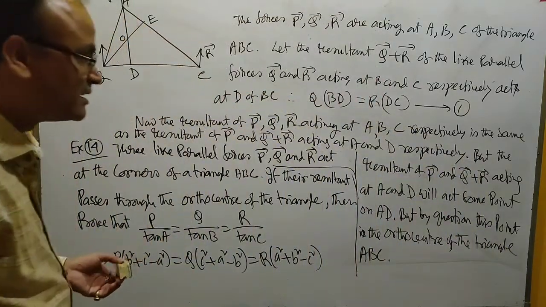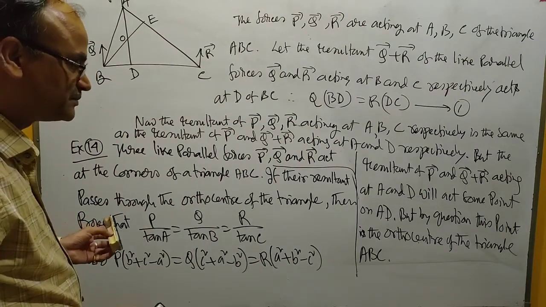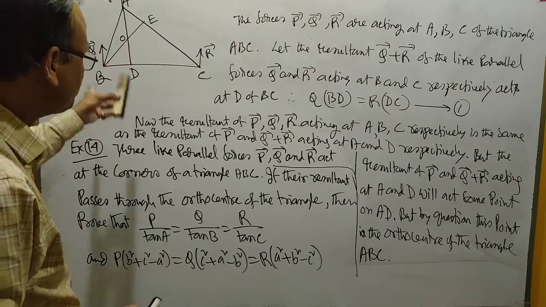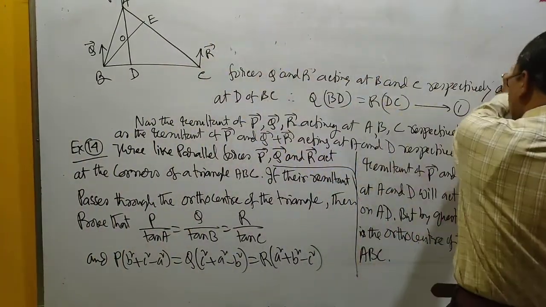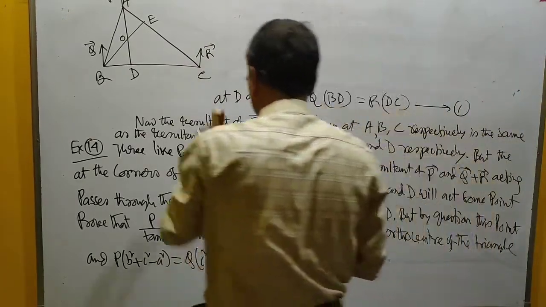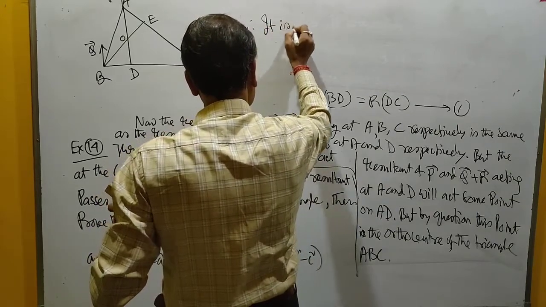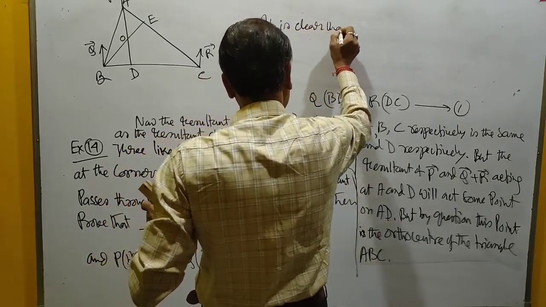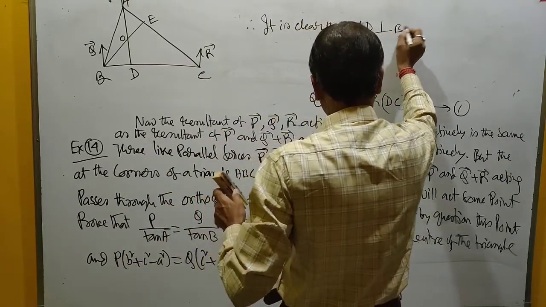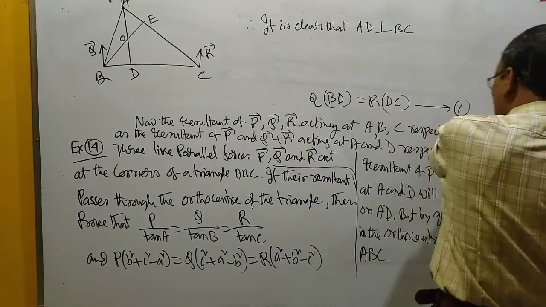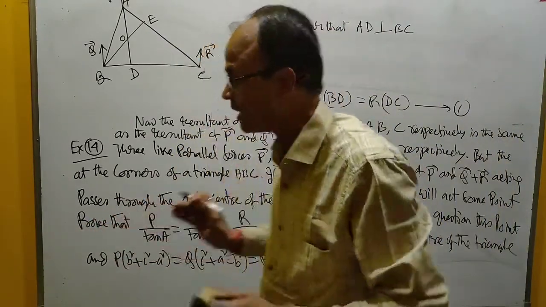From this it is clear that AD must be perpendicular to BC. Therefore, it is clear that AD is perpendicular to BC.